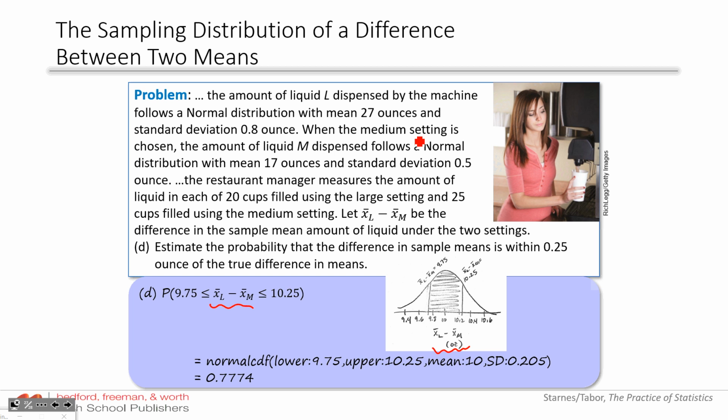And we want the probability that the difference in sample means is within 0.25 ounce of the true difference in means. Well, we said that the true difference in means, right? So should have been, this value here should have been 10 ounces, right? So within 0.25 ounces of that means we want the difference to be between 9.75 and 10.25. And you can see that I have that marked off on my picture here and here. So I want the area within the curve there. So I can use a z-score, I can use normal CDF, whichever one I choose. But if I use normal CDF, I should have something like this written down, labeled, and my answer is 77.74%.